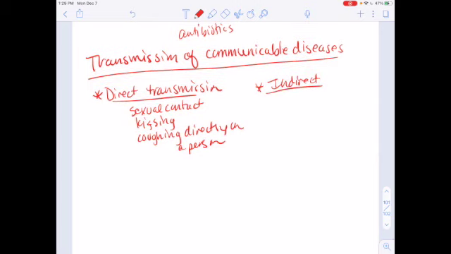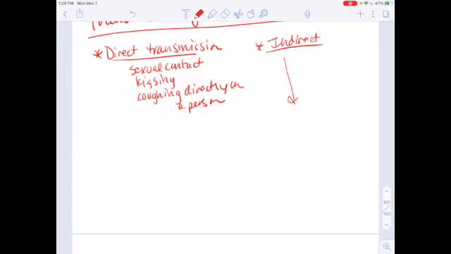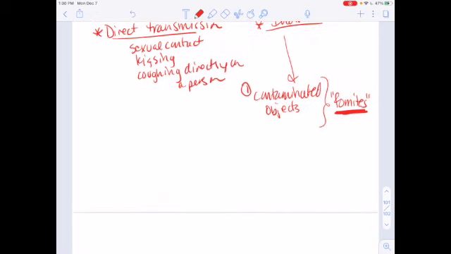All right, so how does indirect occur? It occurs through contaminated objects, which we call fomites. So you need to know that term, fomite. Indirect. So contaminated objects, fomites, don't appear to be driving the COVID pandemic.